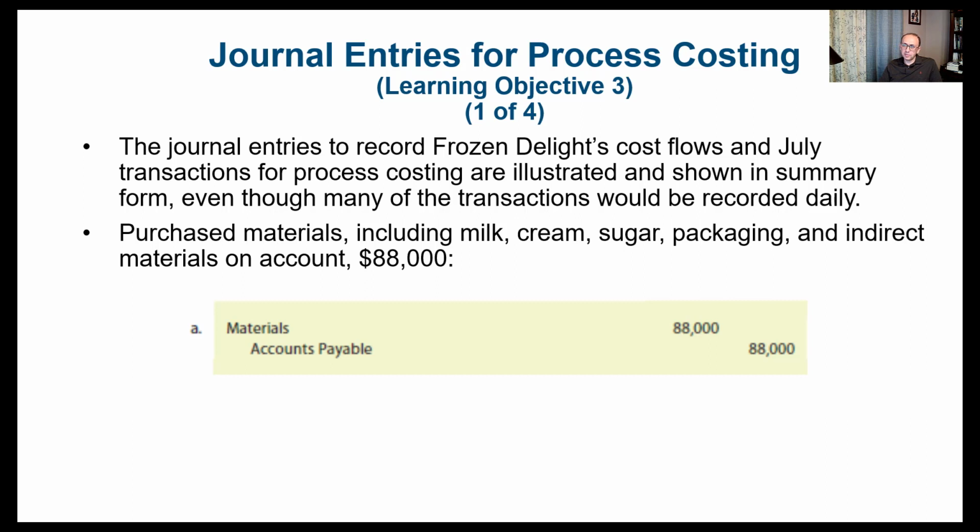So purchase material, including milk, cream, sugar, packaging, and indirect material on account for $88,000. We're going to debit material, and remember, materials is part of your inventory. It's an asset, so we debit it for $88,000. And we credit, assuming that we bought it on account, accounts payable for $88,000. Remember, accounts payable is a current liability, and that's why it's on the credit side.